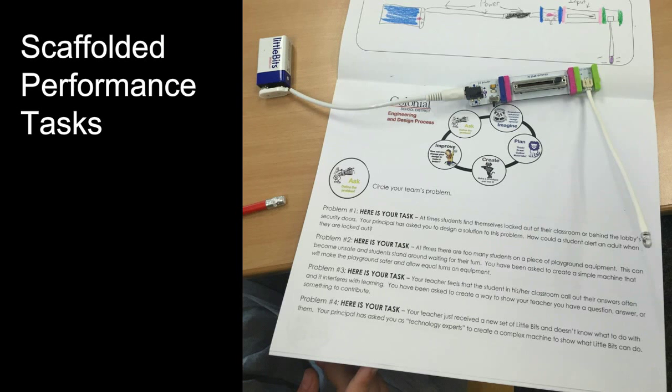Also, at the end of every one of our units, we have a number of scaffolded performance tasks. We want to make sure that we are assessing the students at their readiness level. An example of one of those performance tasks, task number 2 here, placed our students in a scenario and basically stated that many students are playing on a piece of playground equipment, and this can cause some major issues. Your building principal has asked you to create a simple machine that will make the playground safer and allow equal turns on a piece of equipment.